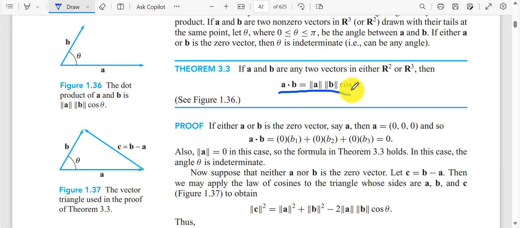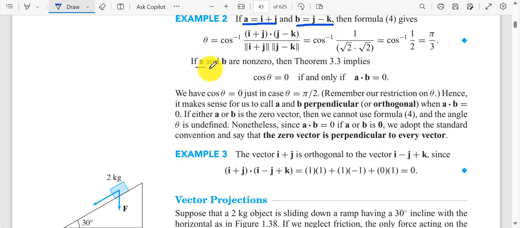And cosine of theta equals zero means that they're perpendicular. So the only time that the dot product can be zero is if they're perpendicular. And furthermore, if they're perpendicular, then the dot product is equal to zero. So we can say if and only if, and that's what they state next.